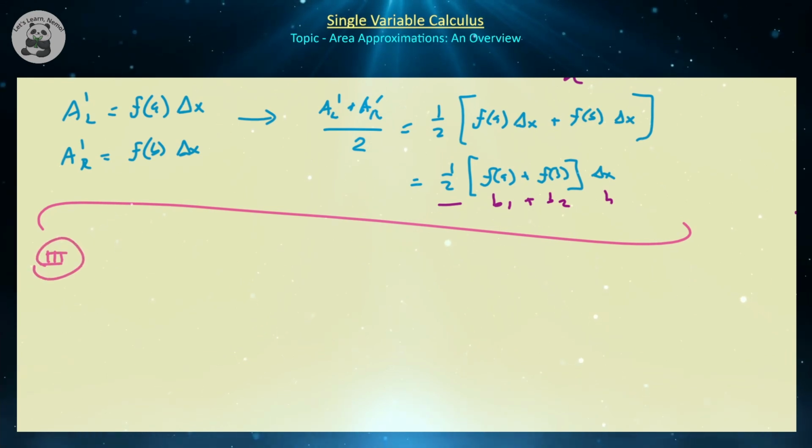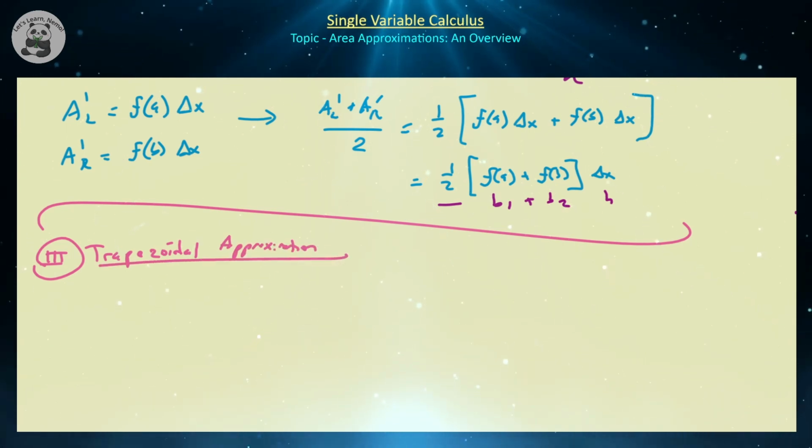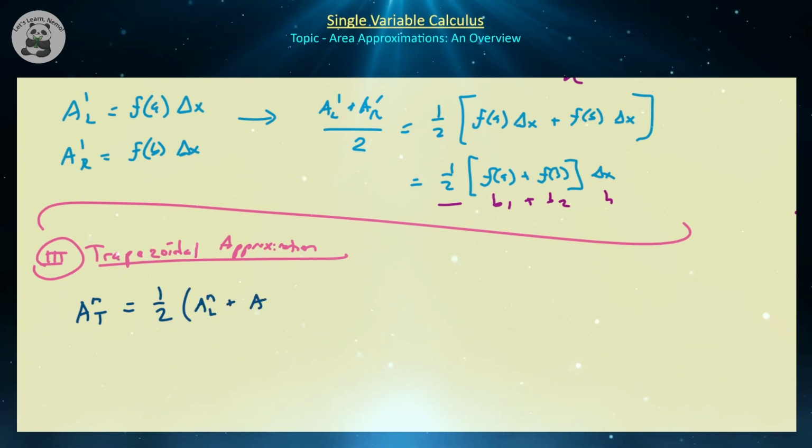So let's give this a name. This is called the trapezoidal approximation. We're going to abbreviate this by A_n^T, T for trapezoid, which is going to be the average of A_n^L and A_n^R.